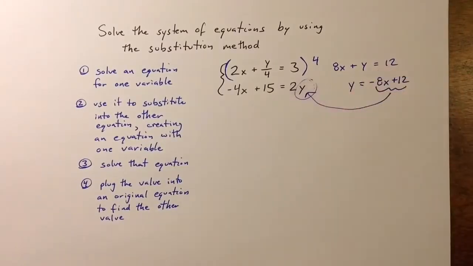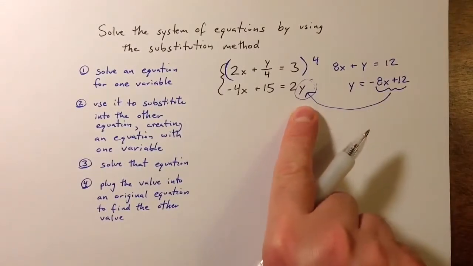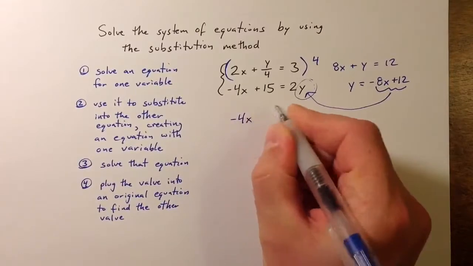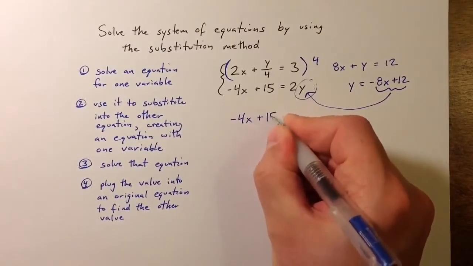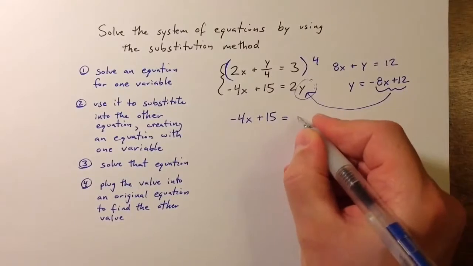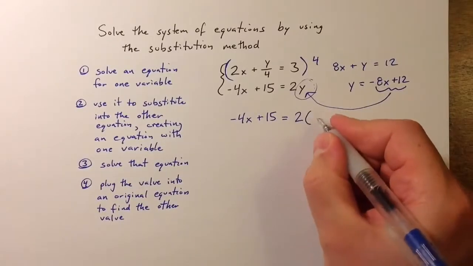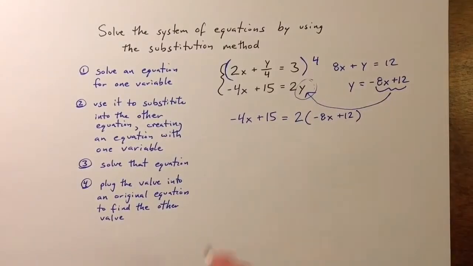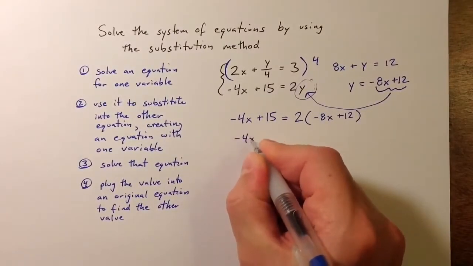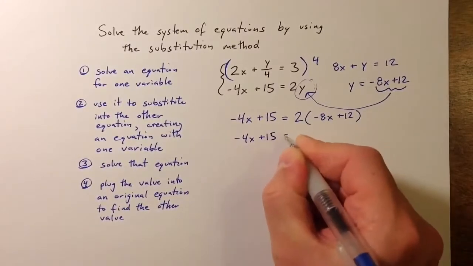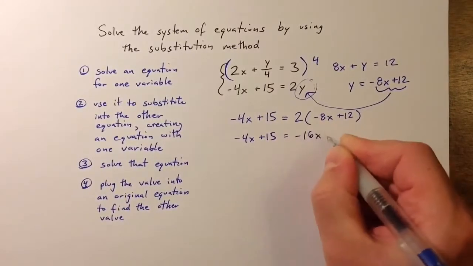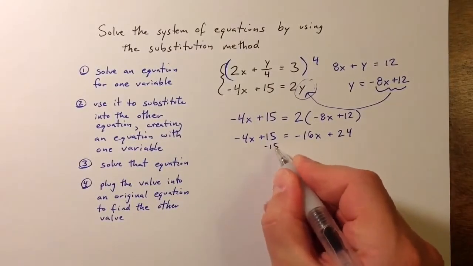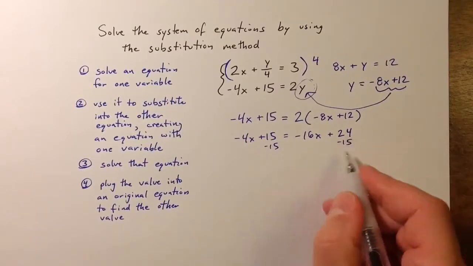So I can plug that into the other equation where y is. So my problem becomes solving the equation negative 4x plus 15 equals 2, don't forget about the 2, times negative 8x plus 12. So I get negative 4x plus 15 equals negative 16x plus 24. If I subtract 15 from both sides, I can combine the numbers.